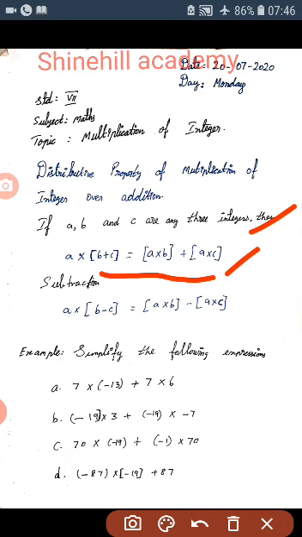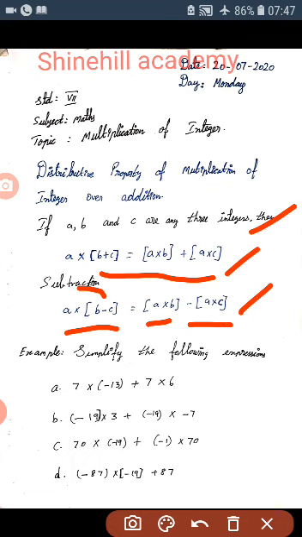Now a into (b minus c) is equal to a into b, then minus a into c. So a into (b minus c) is equal to a into b minus a into c. This is for subtraction. This is the distributive property. Now let us do some example sums.